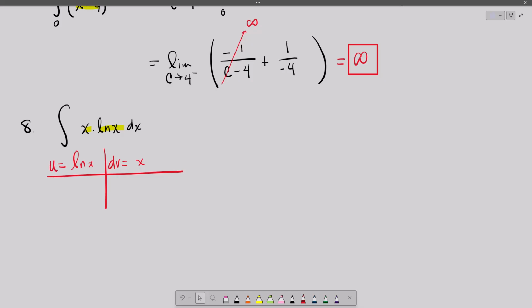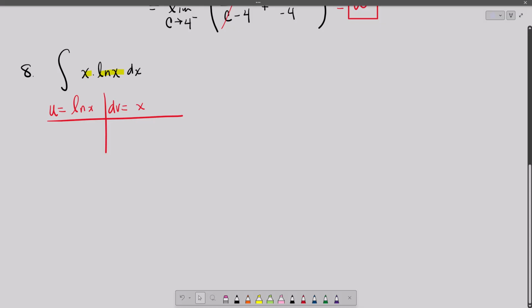Then we take a derivative in the left column and an integral in the right column. So the derivative in the left column is du equals 1 over x dx. The integral in the right column is x squared over 2. And this is x dx over here. So the dx always has to go with the dv. And that is going to be our integration by parts table.